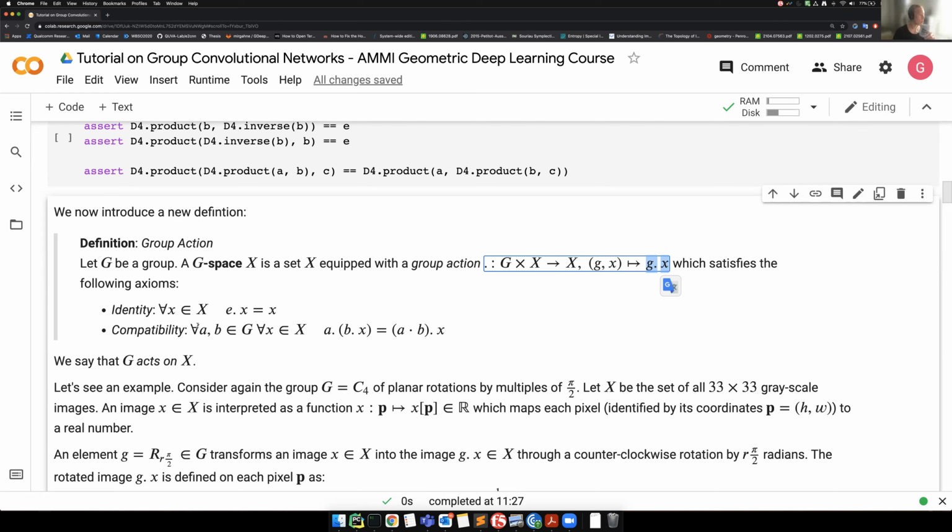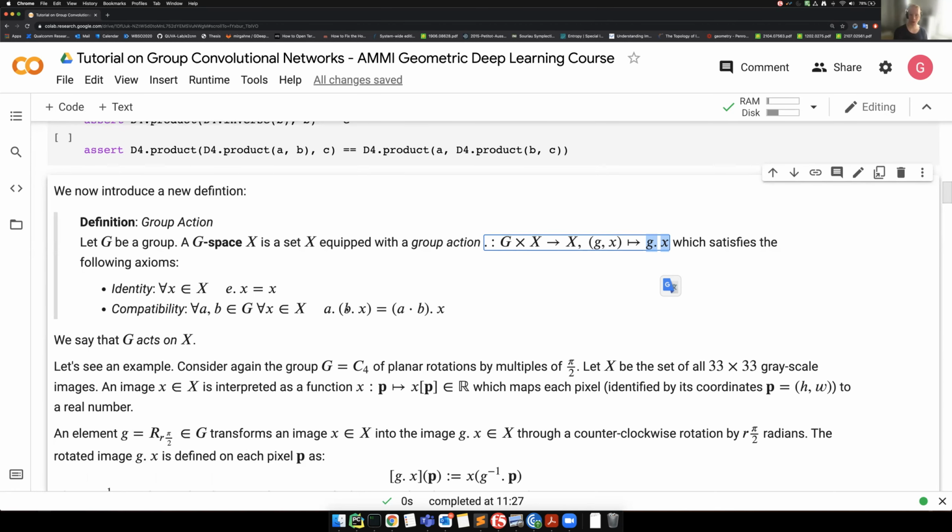And then, yeah, you have to be compatible with the group law. So if you first rotate the mug by 90 degrees and then you rotate it by 90 more degrees, it's the same as rotating it by 180 degrees in the first place. That's all. So it's just to basically be able to play with the group law and the group action, and the two things should be compatible. You can first group together all the group elements, or apply each of them independently on the object one after the other.